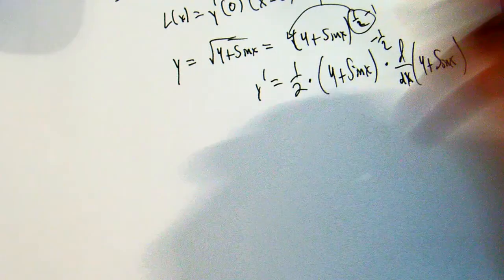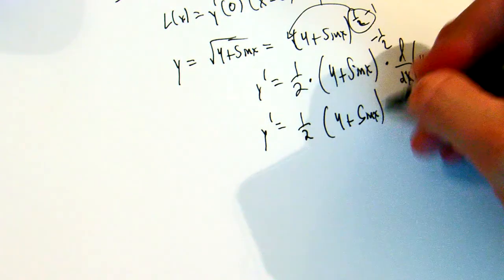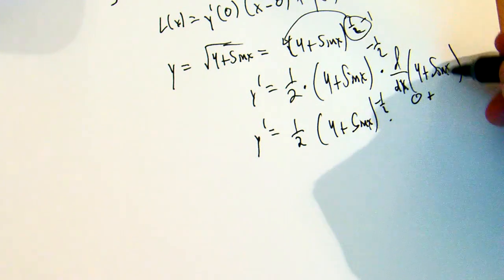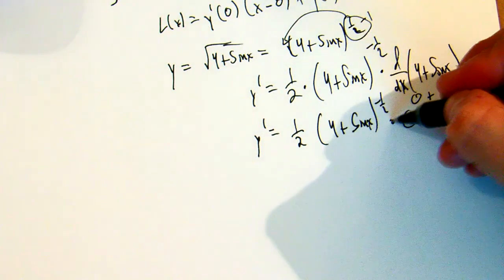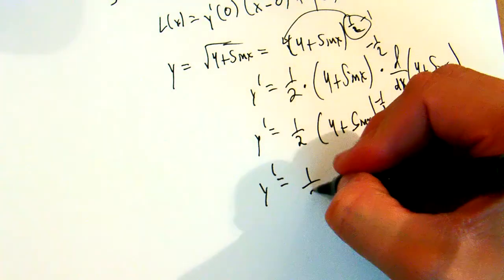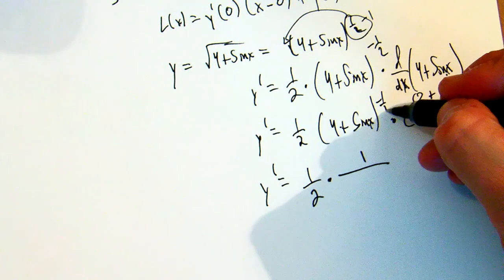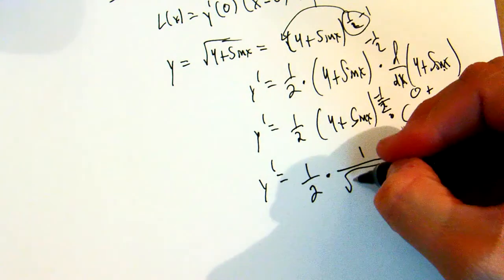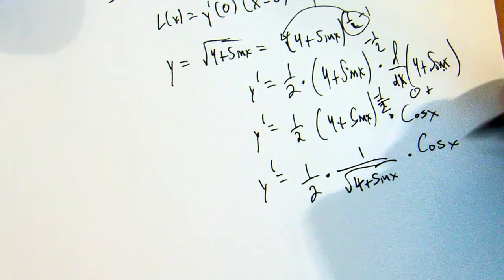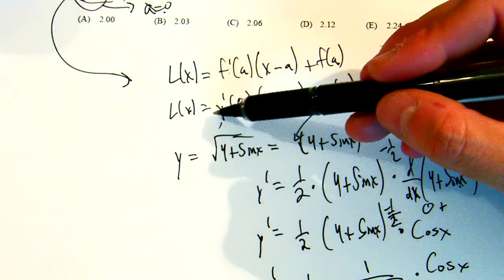Okay. Now I'm going to simplify this. y prime is 1/2 times 4 plus sine of x to the negative 1/2 times the derivative of the inside. The derivative of 4 is 0, plus the derivative of sine is cosine. So that's just times cosine x here. I'm going to rewrite this so it's pretty. So y prime equals 1/2, the negative goes on the bottom, and because it's a 1/2 power, it's the square root of 4 plus sine of x, times cosine of x. Now don't get pretty here, because we want to find out y prime of what?